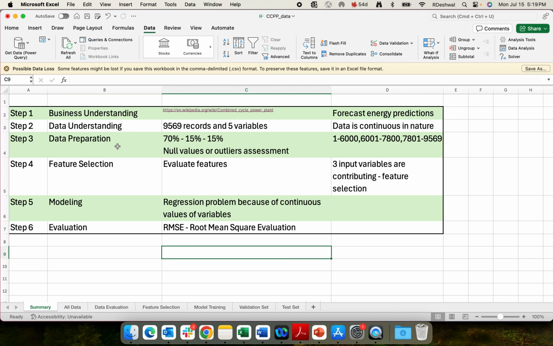In this assignment, I am trying to build a model to predict the electrical energy output of a combined cycle power plant. And I have listed all the steps that I went through for this purpose. The first step for building any model is to understand the business requirements really well, and I went through the Wikipedia page of combined cycle power plant to gain that context and to understand that we are trying to forecast energy predictions. Step 2 is to understand the data.